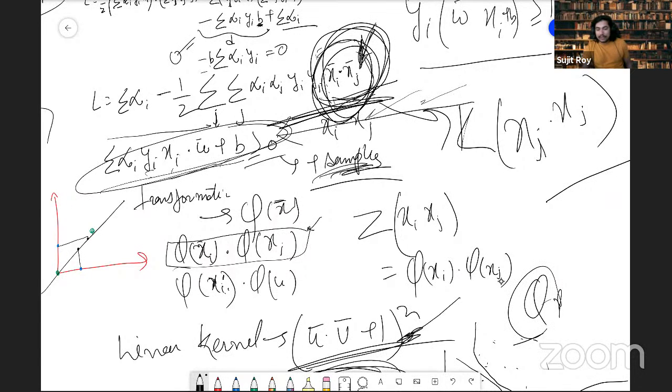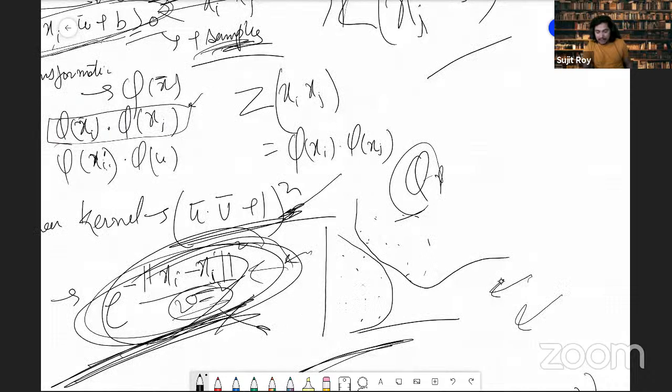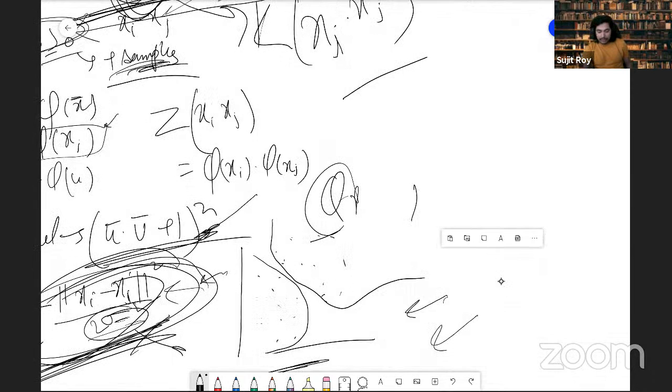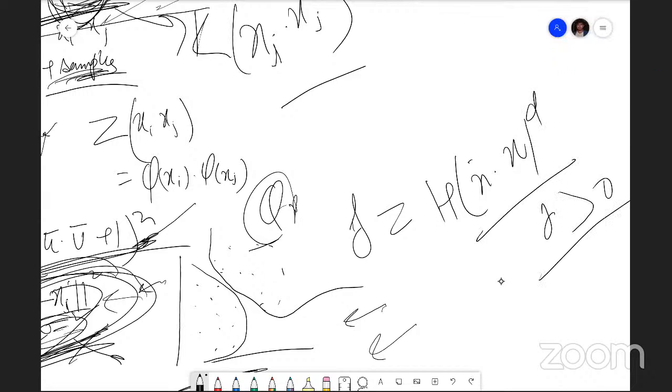And there are different kernels. The Gaussian kernel that we have already seen, with the 2 sigma square in the denominator, so this will be your Gaussian kernel. And then we have the polynomial kernel. A polynomial kernel can be written as 1 plus x transpose x prime, to the power d, for d greater than 0.